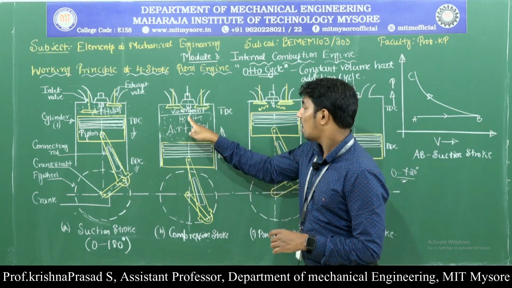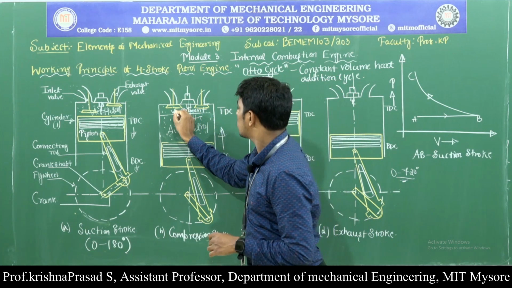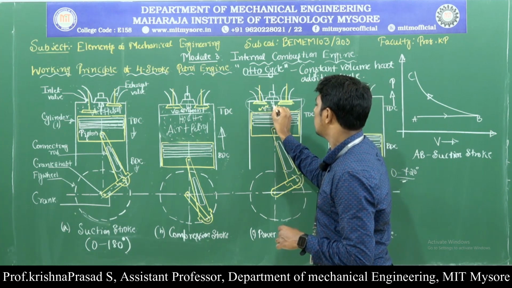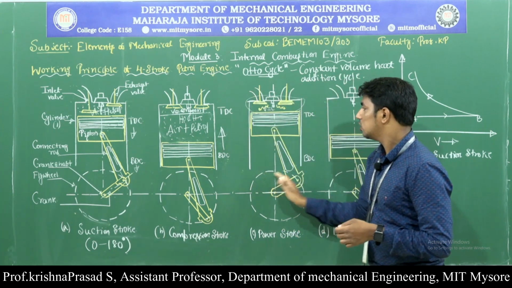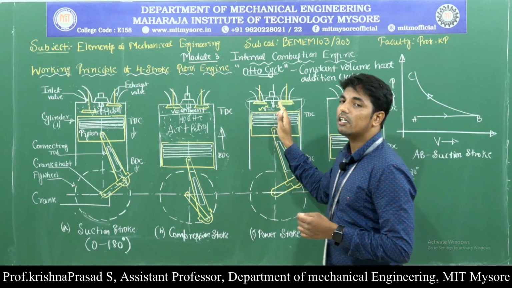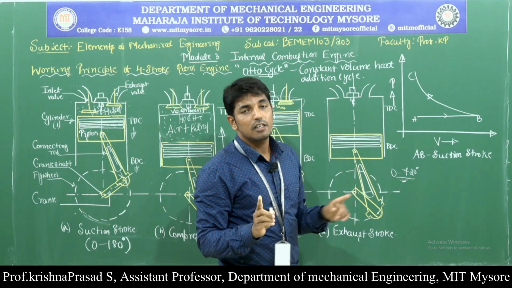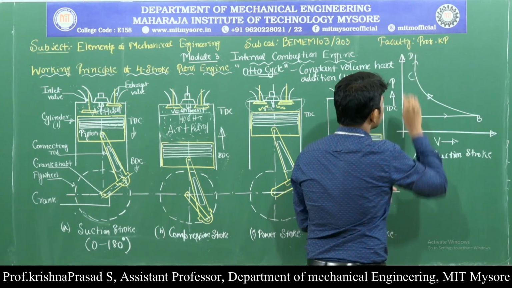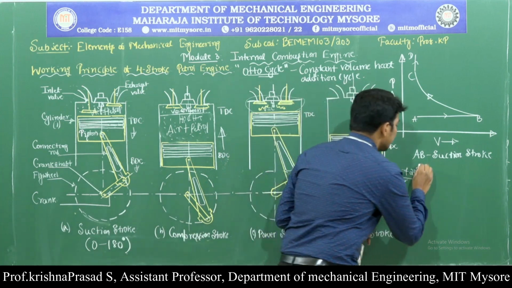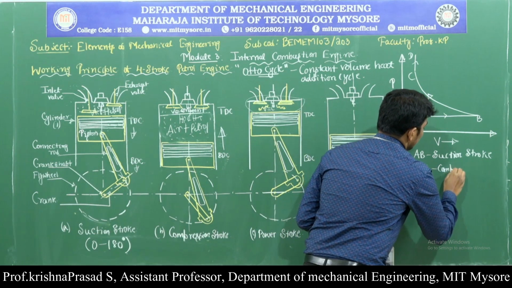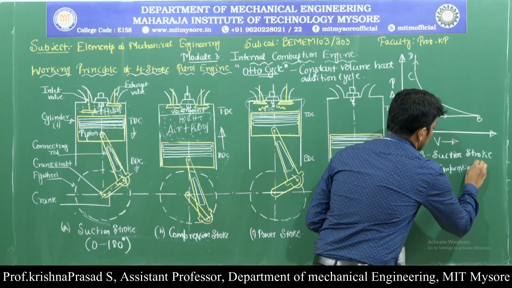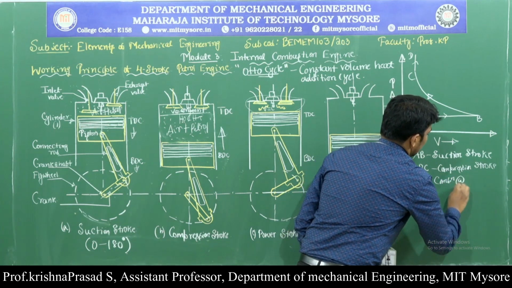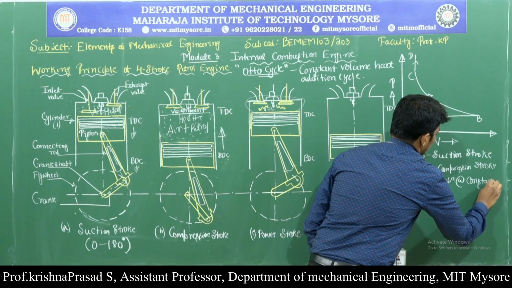At the end of the compression stroke, the volume remains constant for a small displacement. This position is the ending of the compression stroke and the beginning of the power stroke. Hence CD represents the combustion at constant volume. BC is considered the compression stroke and CD represents the combustion at constant volume.